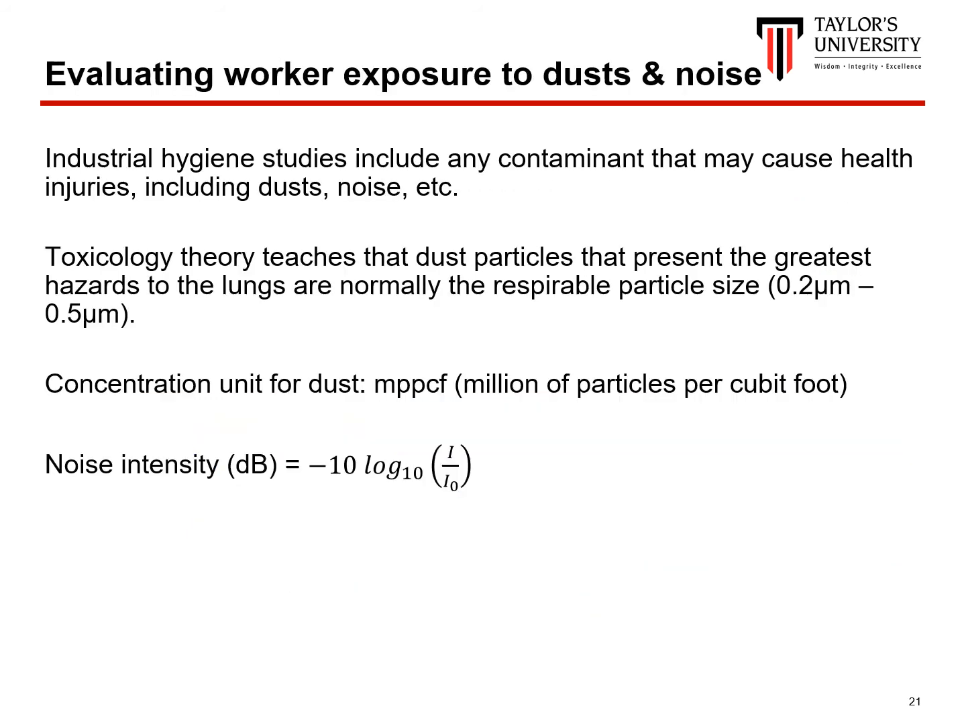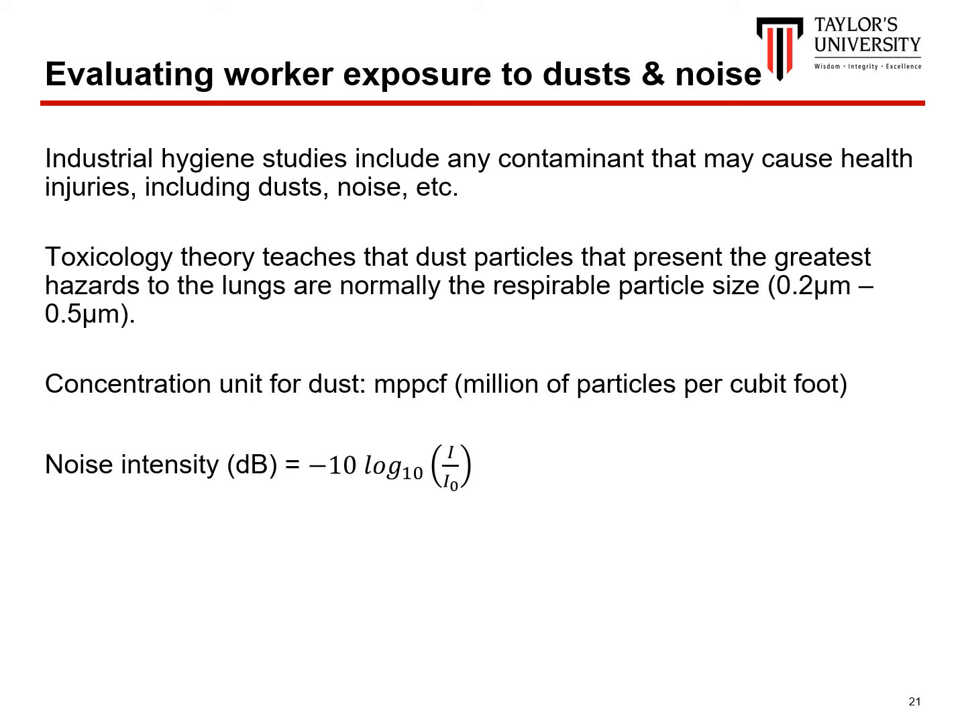Industrial hygiene studies include any contaminants that may cause health injury, such as dust or even sound. Toxicology theories teach that dust particles that present the greatest hazards to the lung are normally in the respirable particle size range of 0.2 to 0.5 micrometer. Particles larger than 0.5 micrometers are usually unable to penetrate the lungs, whereas those smaller than 0.2 settle out too slowly and are mostly exhaled with the air.